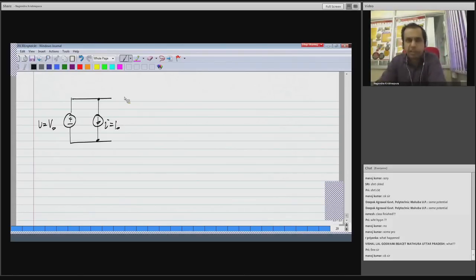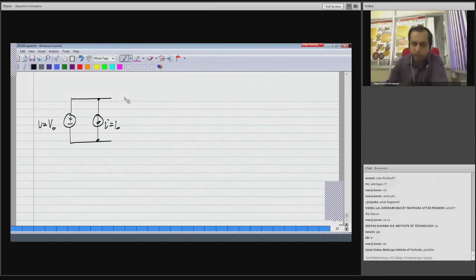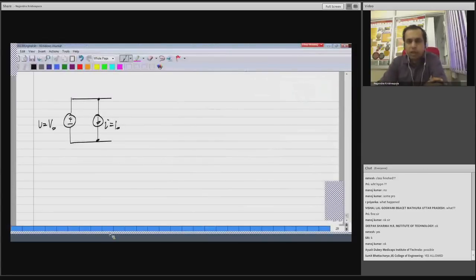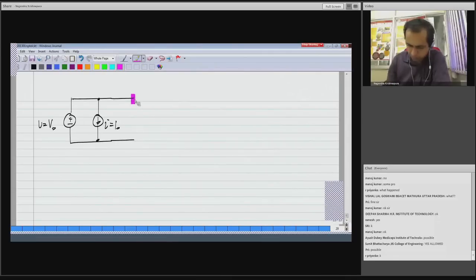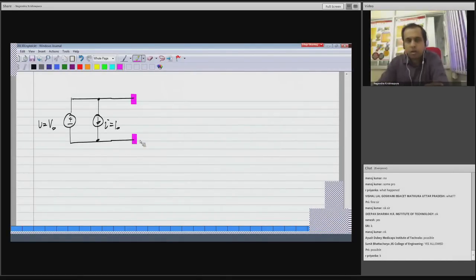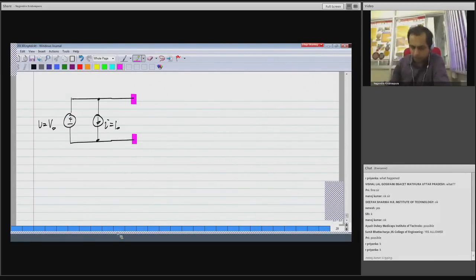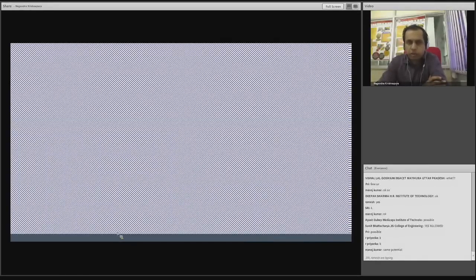My first question is, is this connection allowed? For instance, we could not connect two voltage sources in parallel or current sources in series. Now I have a voltage source and a current source in parallel. Is this okay? Okay, looks like all of you agree that it is possible. Now I have these two terminals here. What will it look like between these two terminals, this combination? We have a parallel combination of a voltage source V naught and a current source I naught. So from the two terminals, what will the combination look like?